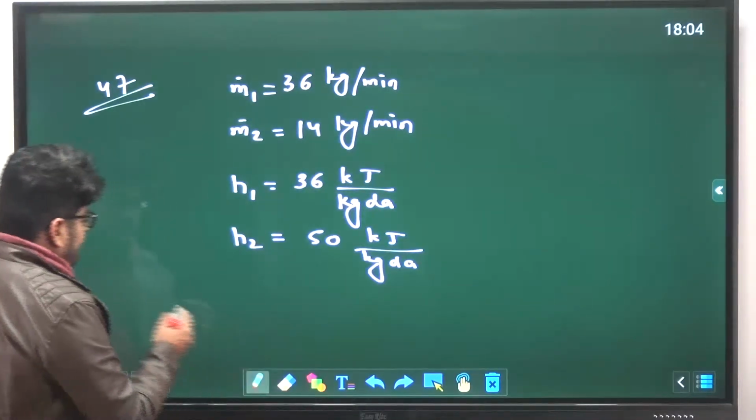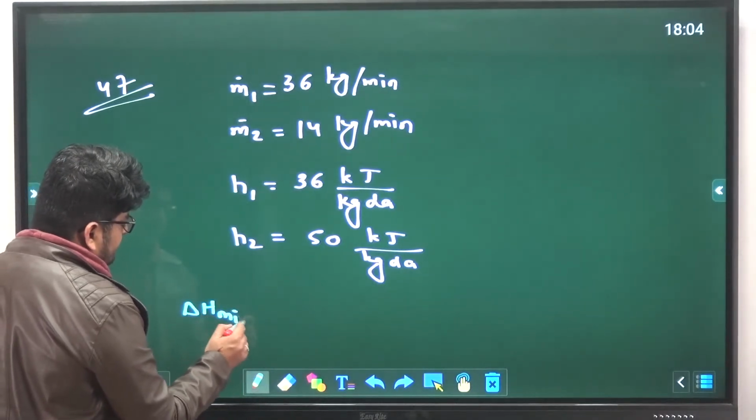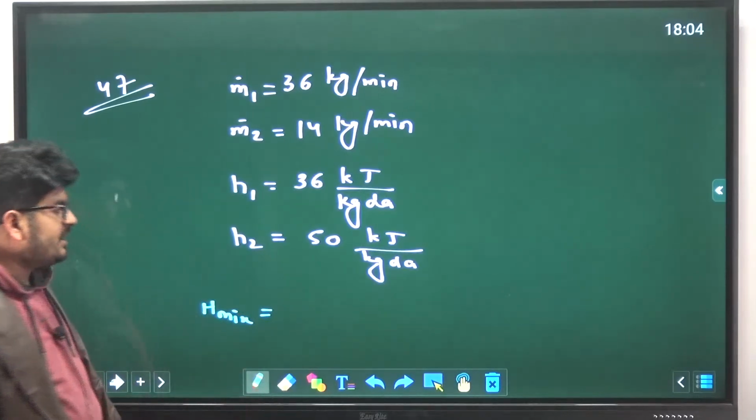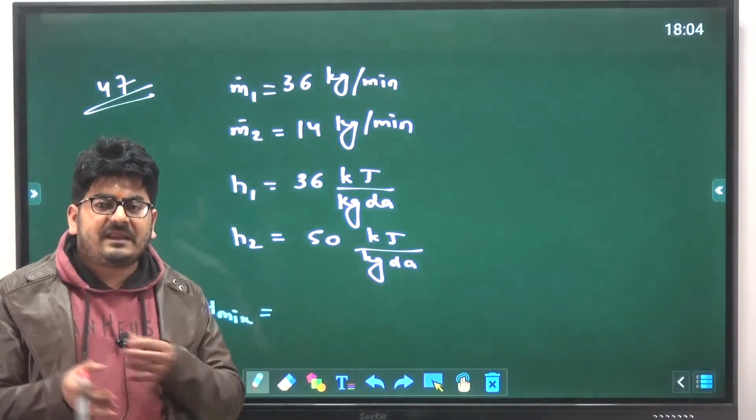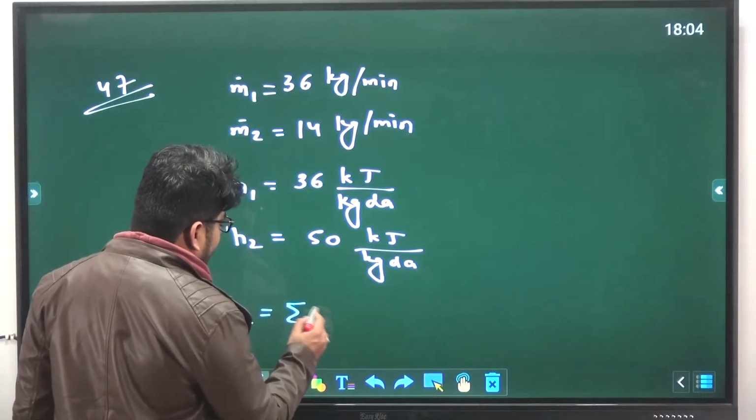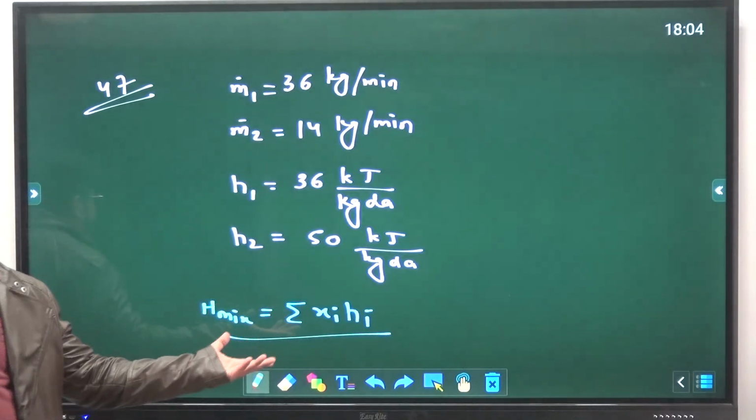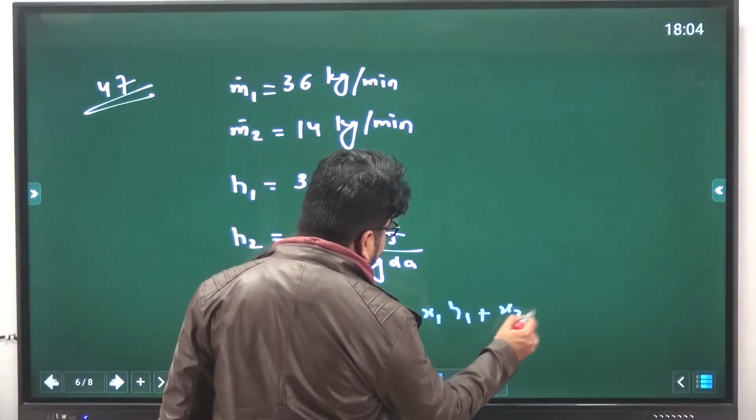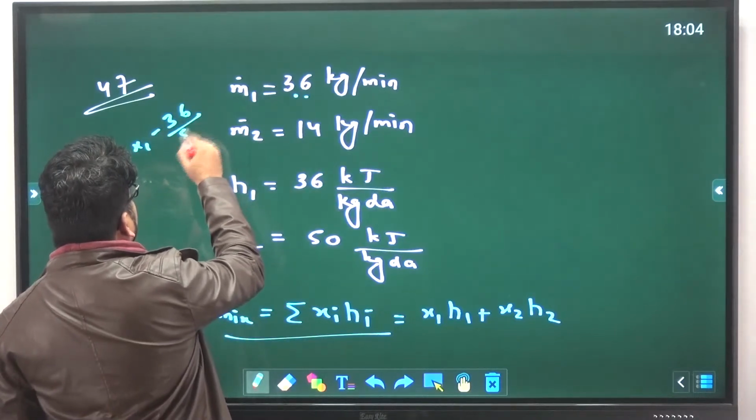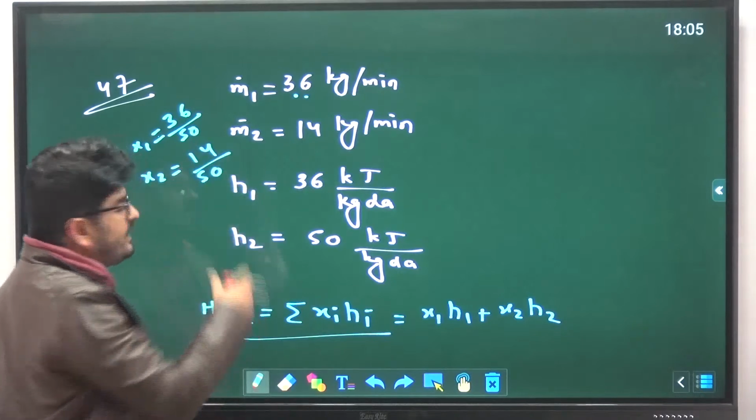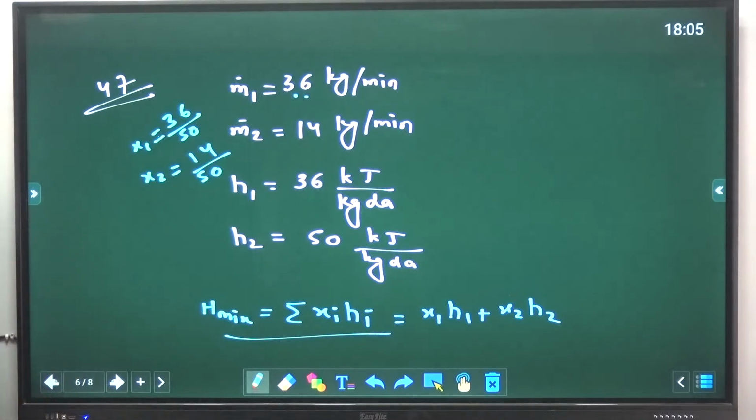So that means simply the enthalpy change of mixing. You can directly calculate the enthalpy of this mixture. See, you have been asked about the enthalpy of the mixture. When you are adding two streams, the total energies will add up, so you can calculate it directly from summation xi into hi. Here you can put the values: x1 h1 plus x2 h2. So x1 will be 36 divided by 50, and x2 will be 14 divided by 50. Put those values here and you will get your answer. That will be close to 40, I guess. So that's how you can solve question number 47.